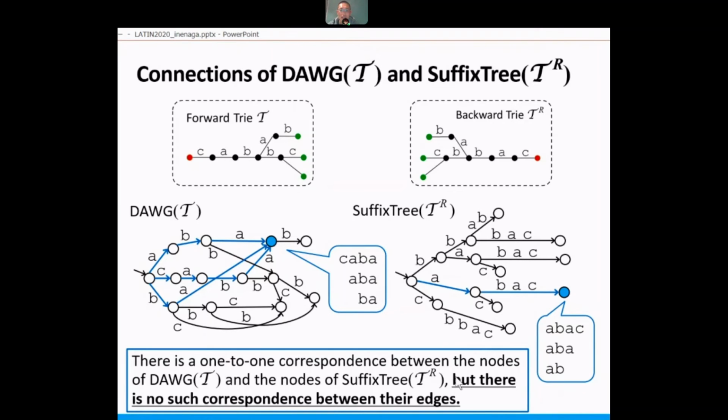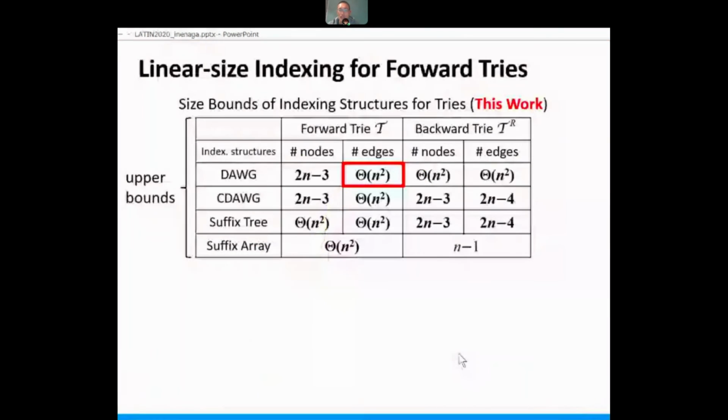However, the problem is that there's no such correspondence between their edges. You can see that the path from the source node to this node contains a lot of edges, these blue ones. But in the suffix tree, in the path from the root to this node, there are only 2 edges. So there is no one-to-one correspondence between their edges. It can also be seen in this table: the DAWG for the forward trie contains a quadratic number of edges, while the suffix tree for the backward trie contains only a linear number of edges.